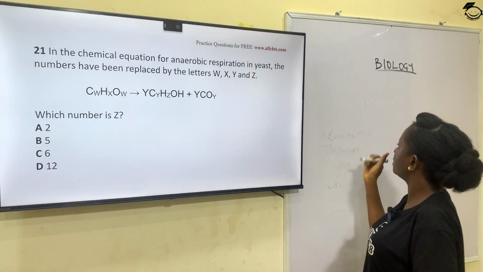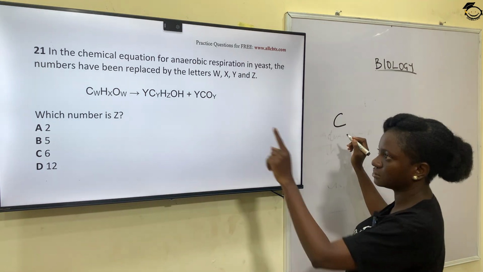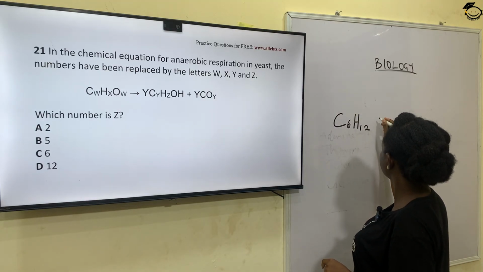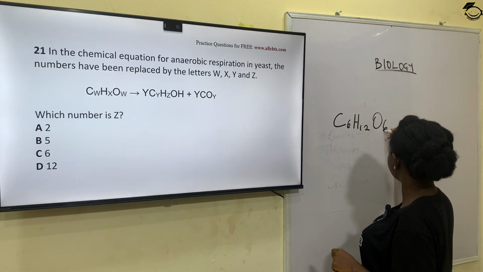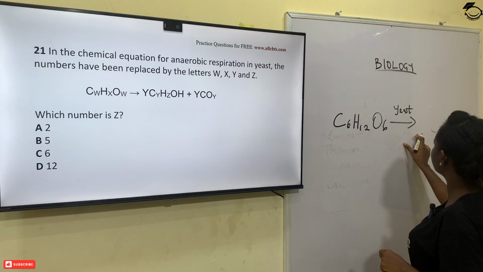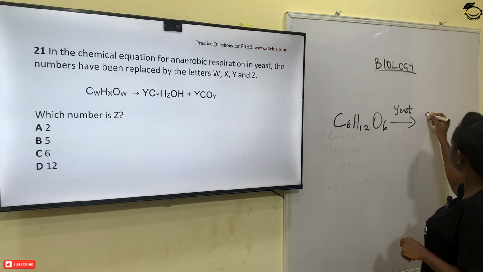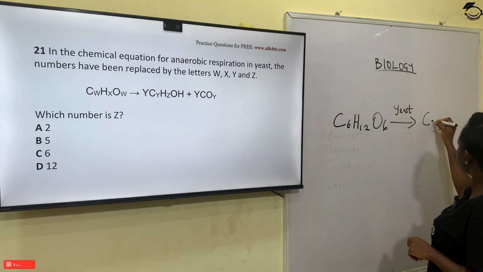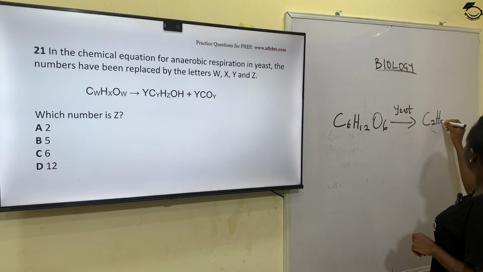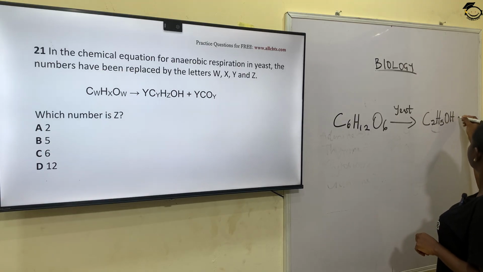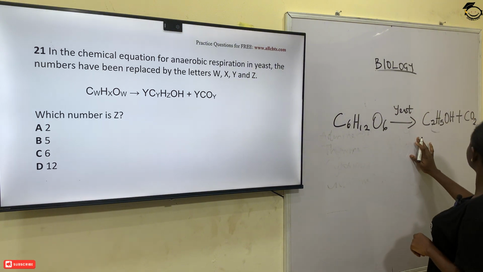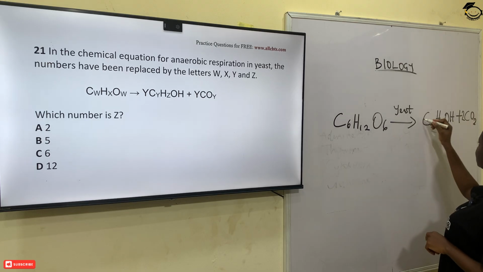So that's the first one, glucose, which is C6H12O6. During yeast fermentation, we have ethanol, which is C2H5OH, and carbon dioxide. So to balance this equation, we have this and this.